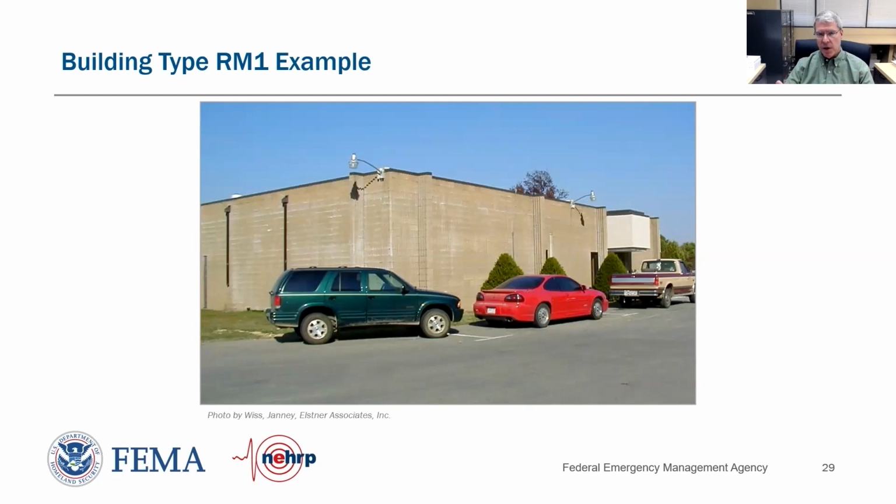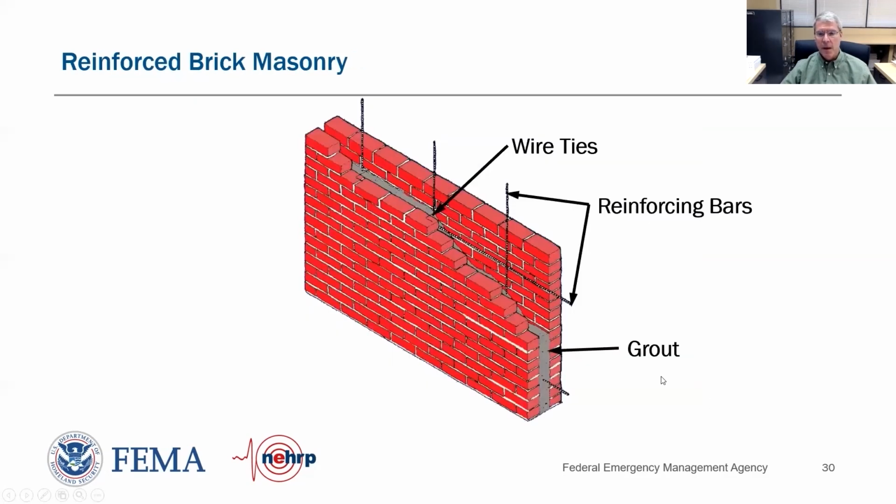And so our walls are reinforced. Here's a photograph of an RM1 single-story reinforced masonry building. Again, they generally are industrial oriented, so nothing to write home architecturally about. But they're basically fairly regular. They're a box or a rectangle, and so we have a very regular lateral system for them.